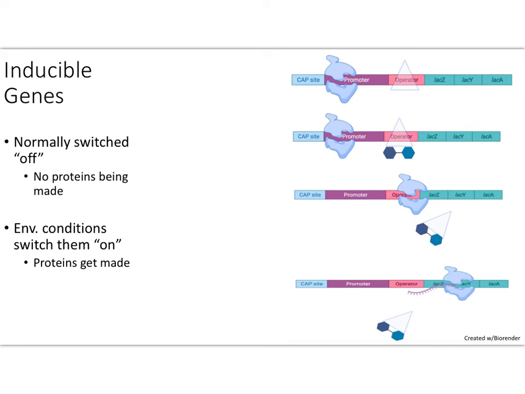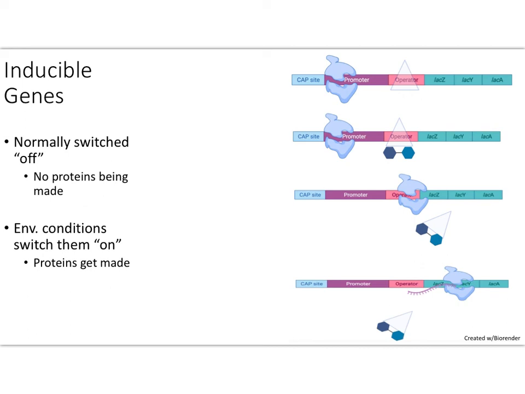However, if something in the environment binds to the repressor and causes that repressor to change shape so it falls off the operator, then the RNA polymerase is going to be able to reach the structural genes and proteins will be able to be made.